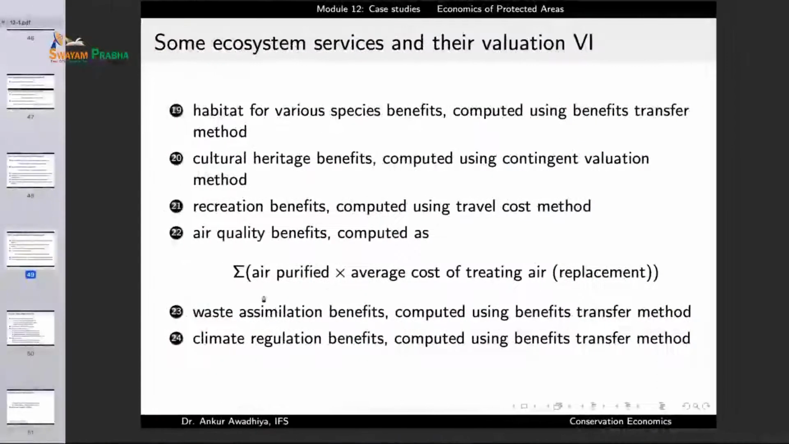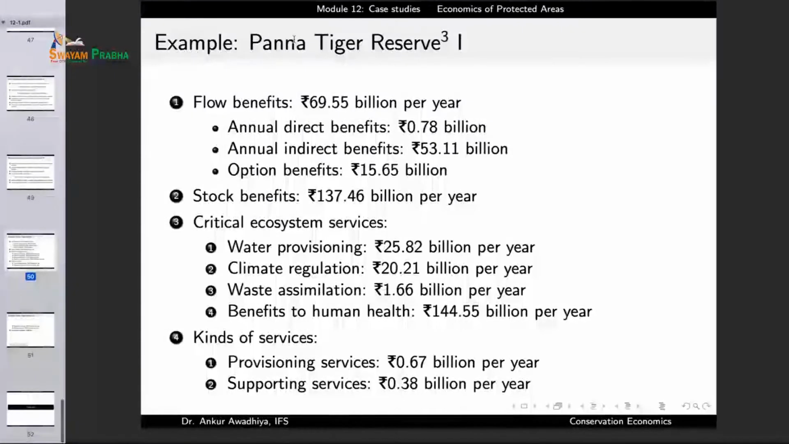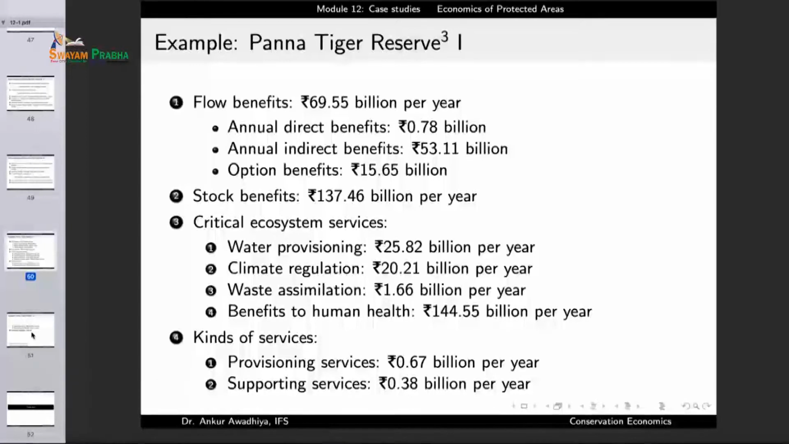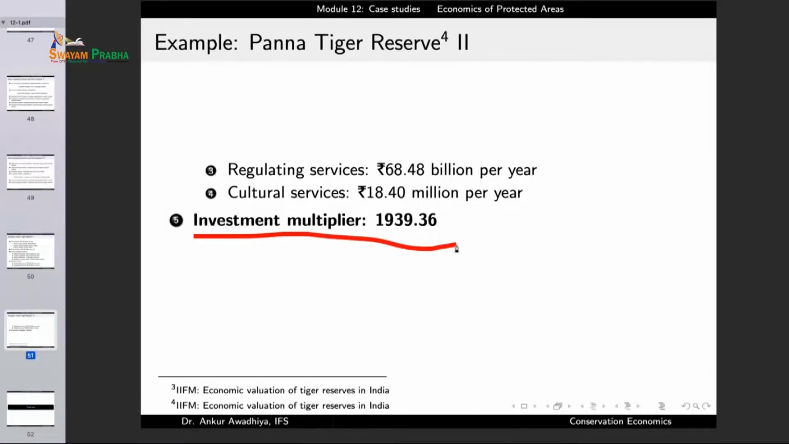Now, what sorts of results are obtained? So, if we look at the valuation of Panna Tiger Reserve, we are getting flow benefits of around rupees 70 billion in a year, of which direct benefits are 0.78 billion, indirect benefits are 53 billion, option benefits are 15.65 billion, stock benefits, critical ecosystem services, kinds of services. So in total, we can add up all of these different benefits and then we can figure out what is the investment multiplier. Now, what is an investment multiplier?